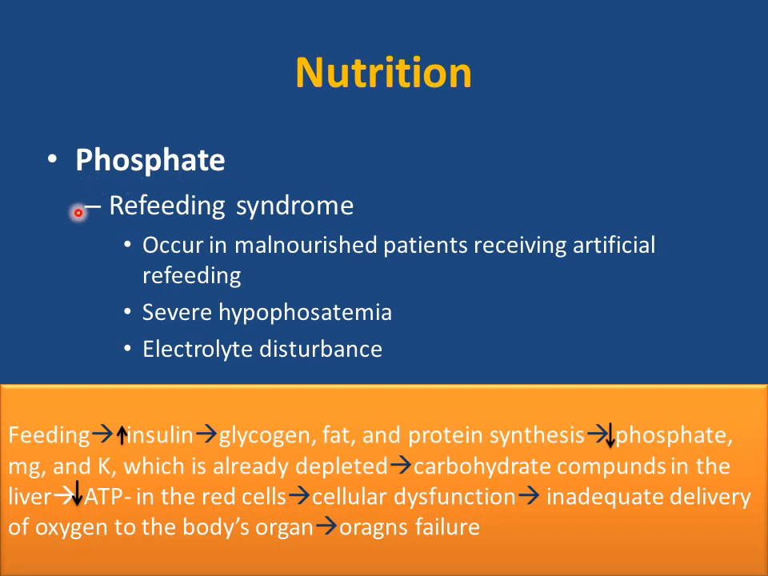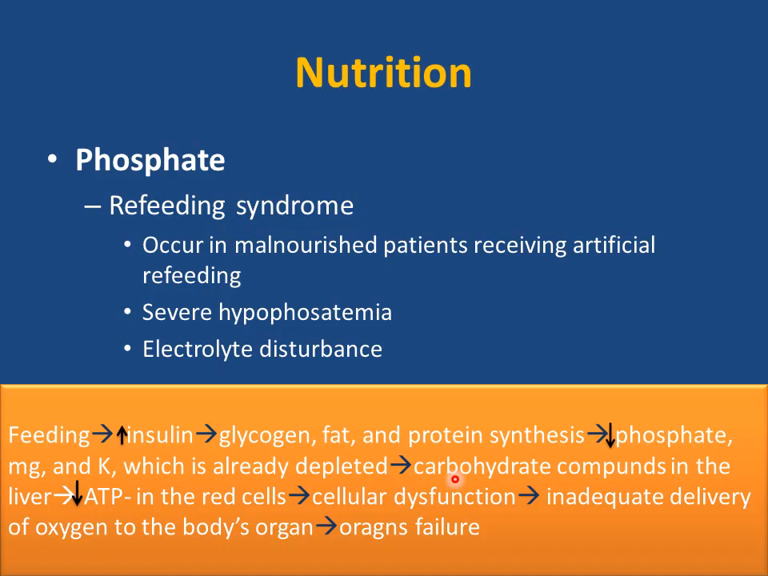Phosphate. Phosphate is connected to a syndrome well known as refeeding syndrome. Refeeding syndrome occurs when you suddenly start feeding full calories to a severely malnourished patient. They present with organ failure, severe hypophosphatemia, and electrolyte disturbance. So if you have a patient, for example with anorexia nervosa, present to you and you start feeding them full calories suddenly, this will stimulate insulin and this will increase the synthesis of glycogen, fat, and protein. This will consume phosphate, magnesium, and potassium, which are already depleted from the body. The child is already very thin and malnourished.